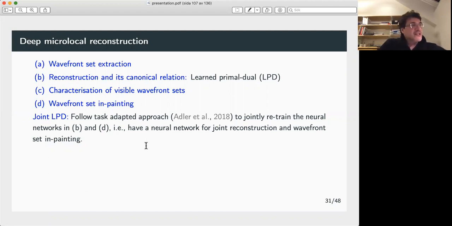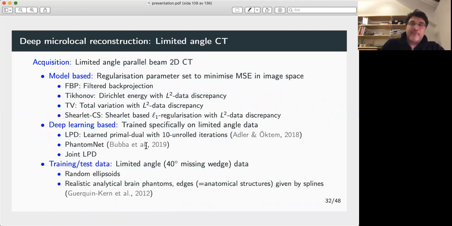Okay, so let me just conclude. I'm almost out of time with an example. So we're going to apply this quite intricate machinery now to limited angle parallel beam 2D CT. We're going to compare a couple of model-based methods: filtered back projection, regular Tikhonov, total variation, and a compressed sensing shearlet-based approach, sparsity-based philosophy.